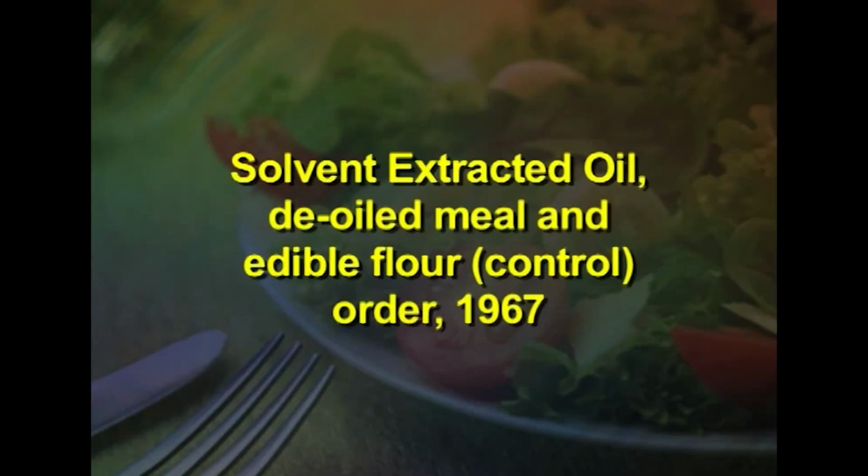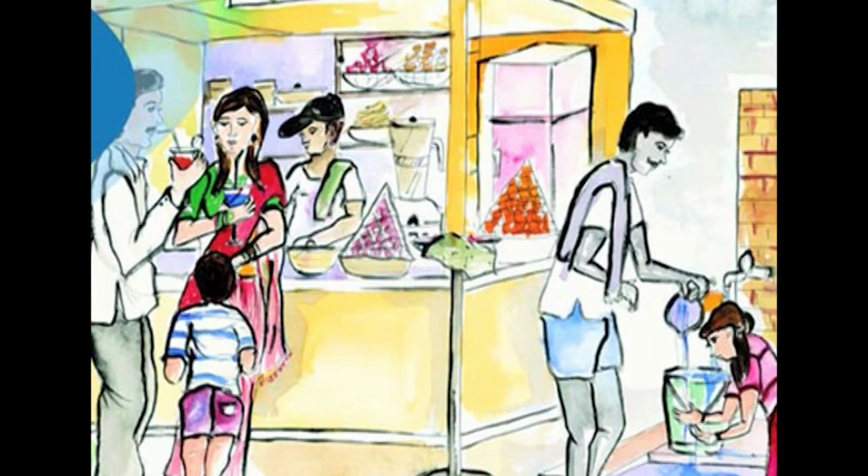Then the next order is the Solvent Extracted Oil, De-oiled Meal and Edible Flour Control Order, which is implemented from the year 1967. The order is basically a quality control order to ensure that the solvent extracted oils in particular do not reach the consumers for consumption before they are refined and conform to the quality standards specified in the order for the purpose.